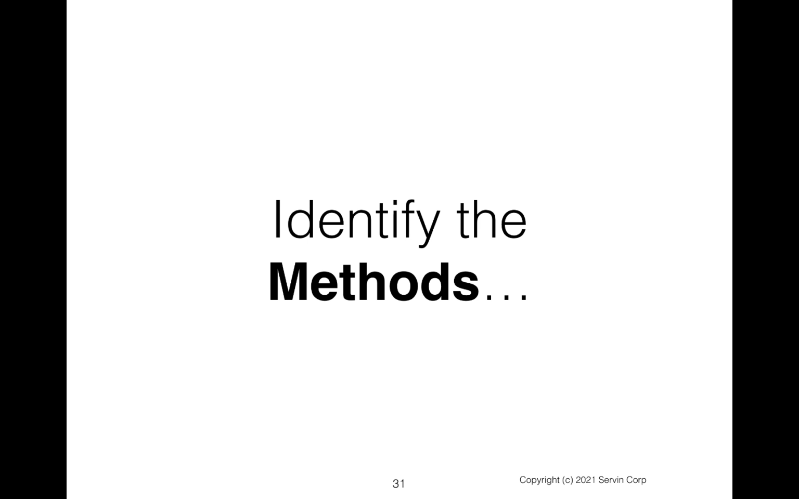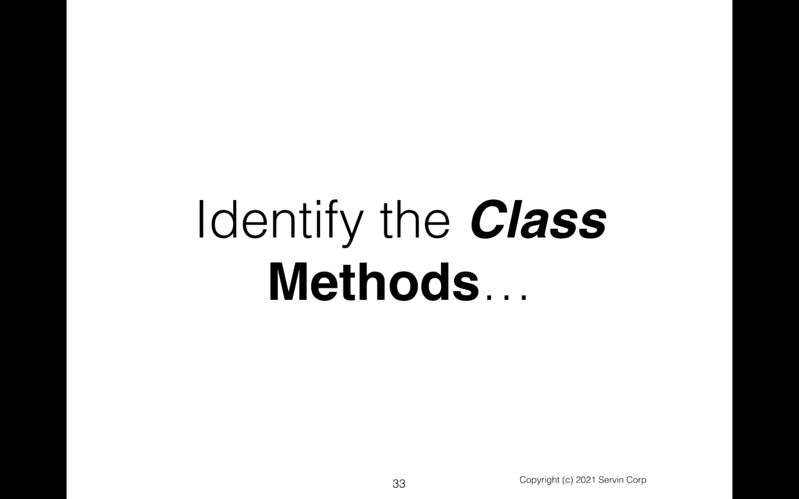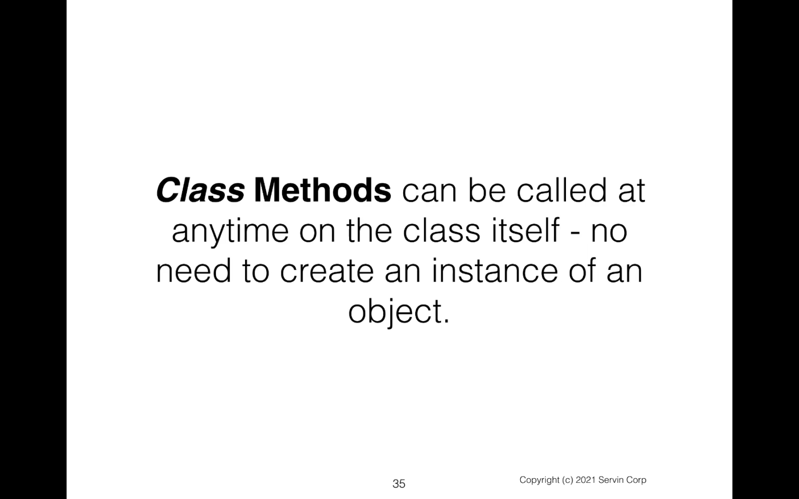Next, you identify the methods. You identify instance methods, and you identify class methods. Instance methods are called on instances of the class. That is, they're called on the object. Class methods, on the other hand, can be called at any time on the class itself. No need to create an instance of an object.